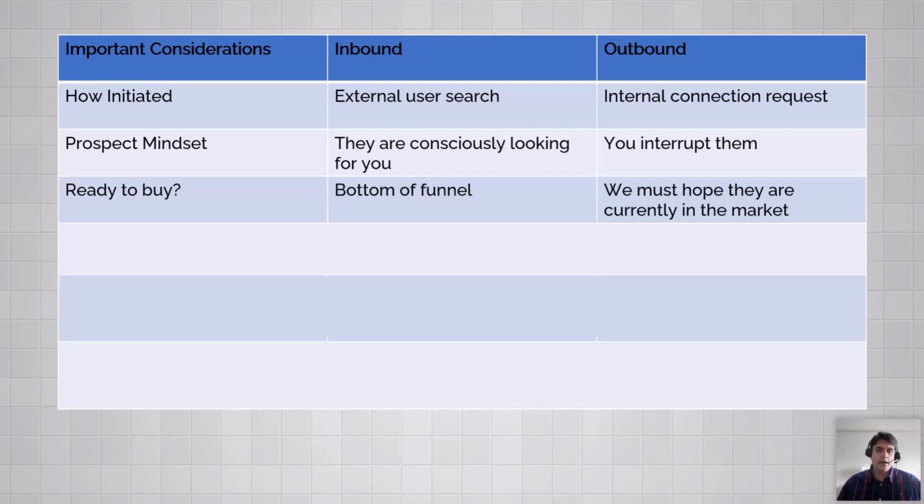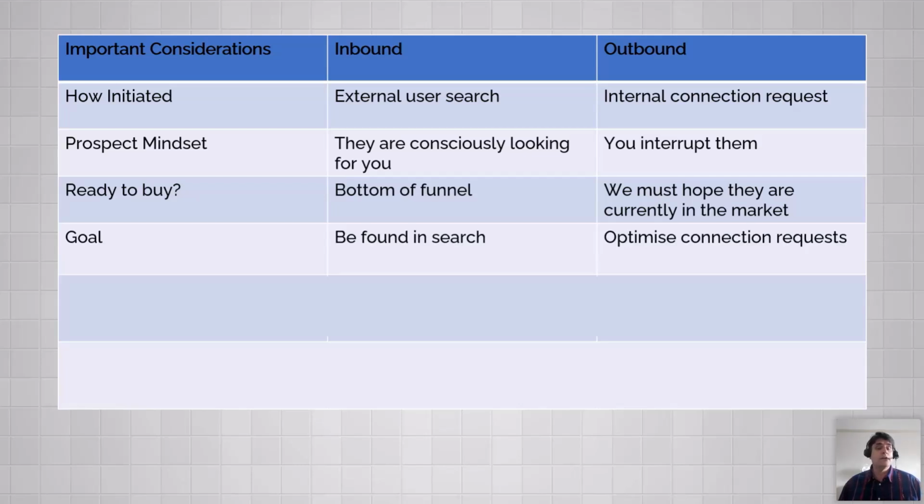On the other side, with outbound, we don't know, right? As I told you, it's probably going to be somewhere between 1% and 5% that are looking. That's why consistency wins the day here. It's very, very low hanging fruit though. So we've just got to hope that they're in the market, but we've got to do everything else right in order to stack the deck in our favor.